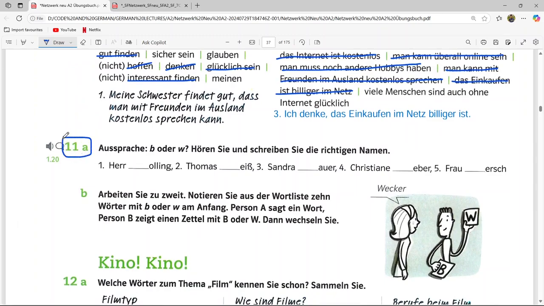11a, listening task, Aussprache B oder W. So we have to fill up with B or W. So we have to listen to the conversation and try to fill up. So let us do it. I will just play the audio and solve it.